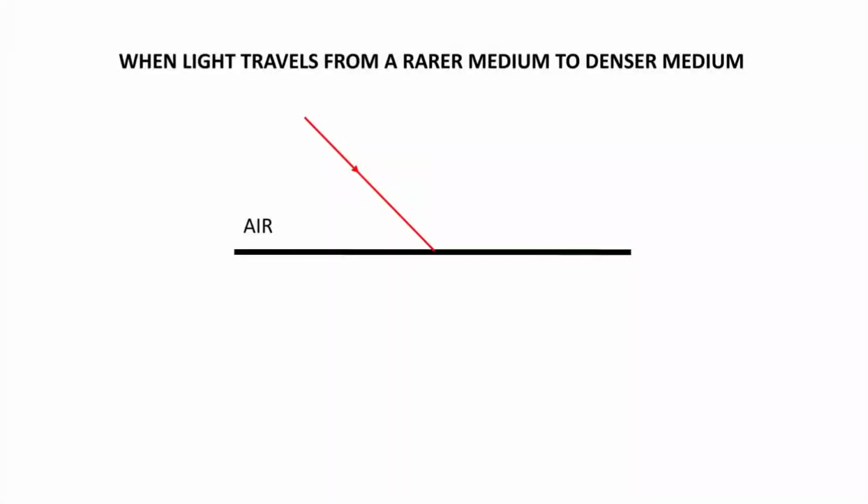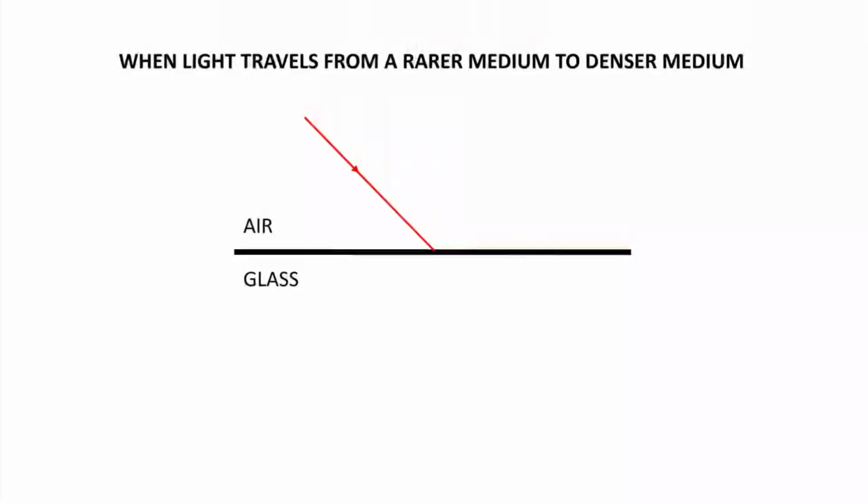Now, when light travels from a rarer medium to a denser medium, what happens? Suppose the light is traveling in air and it strikes the surface of glass. In comparison to air, glass is optically denser and air is optically rarer. This means that light travels faster in air compared to glass.